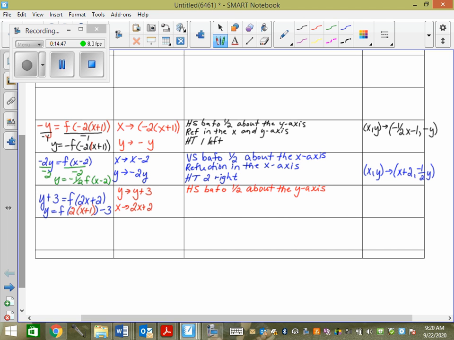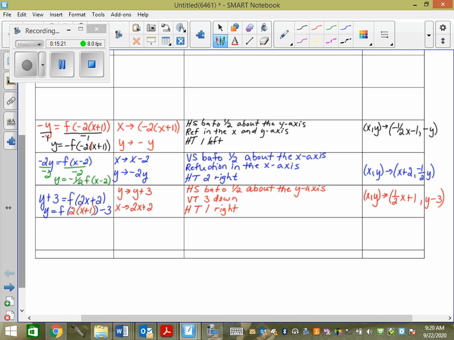I have no reflections because there's no negatives. I have a vertical translation 3 down and a horizontal translation 1 right. And then my mapping is the same. So my xy becomes horizontally stretched by a half, so I'm going to get a half x. And then 3 down, so y minus 3. 1 right, this plus 1.